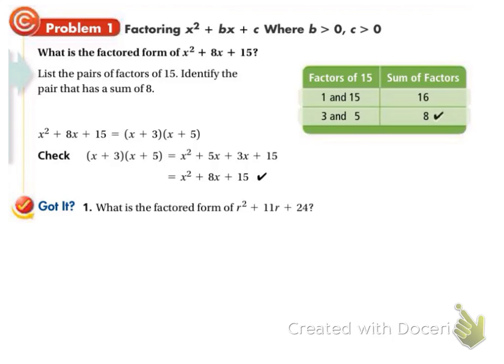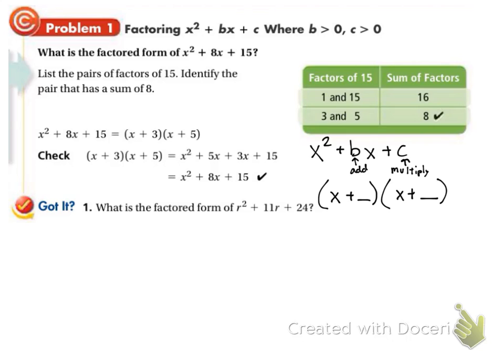In general, we have this form, x squared plus bx plus c. And we're going to put it into parentheses, x plus something, x plus something. And these two numbers need to multiply to be c, and they need to add to be b. So let's look at our problem here. R squared plus 11r plus 24. So our parentheses eventually are going to be r plus something, r plus something. We've got to figure out what that is.